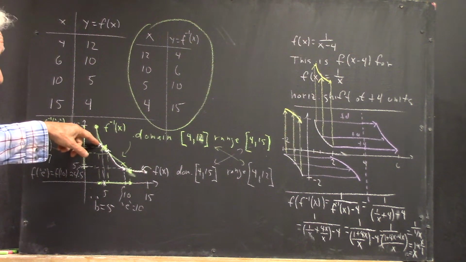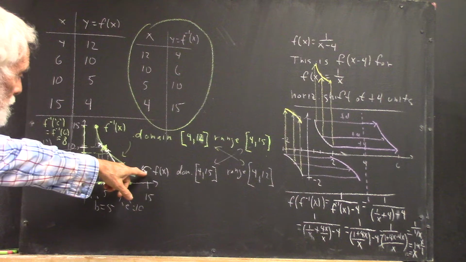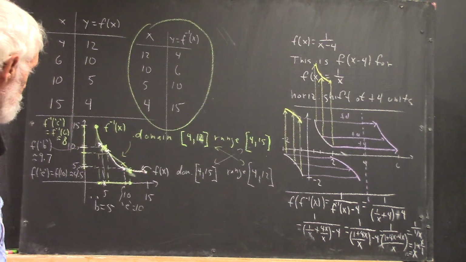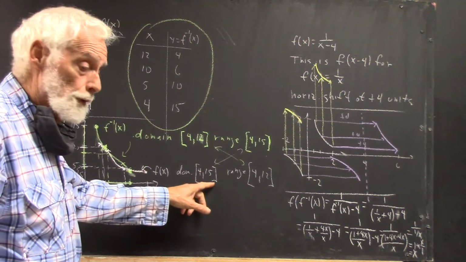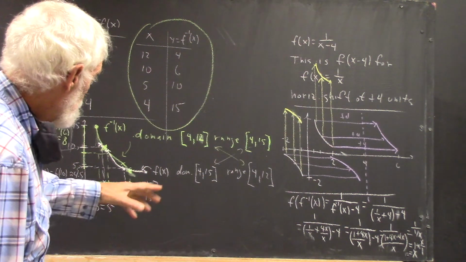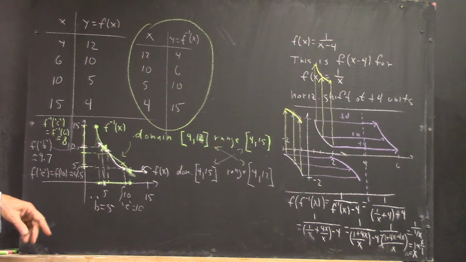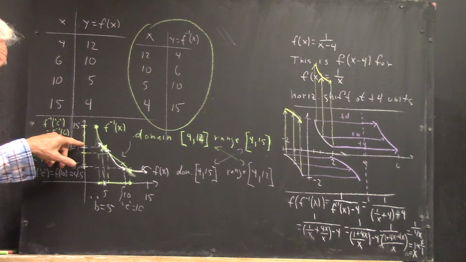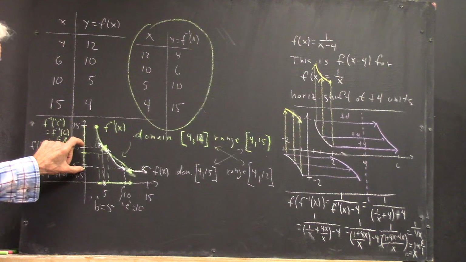Okay, it's supposed to be 4 right here. And here x is 15, and you've got points all the way across. So the domain would be the closed interval [4, 15], and the range would be the closed interval [4, 12], because the x values go from 4 here up to 12 here. Okay, all the x values are in this interval.